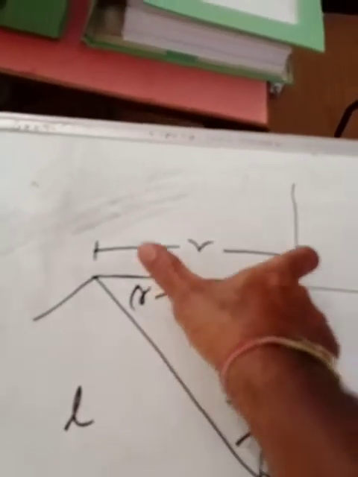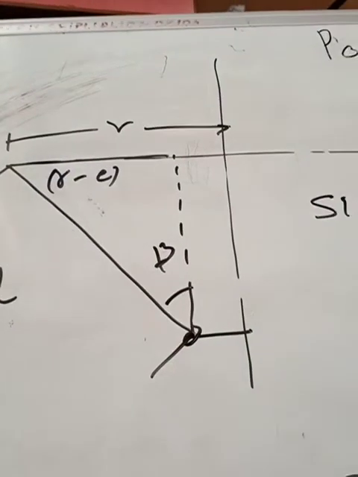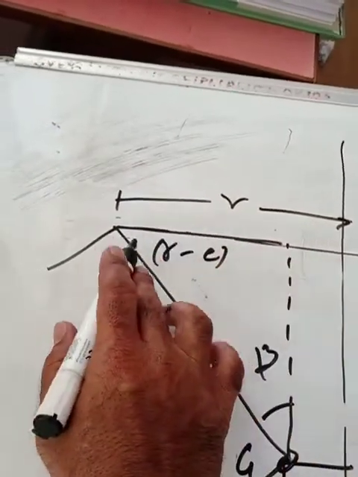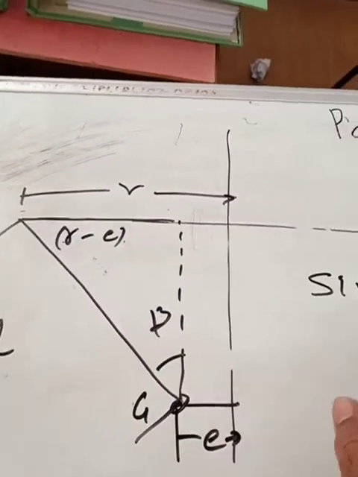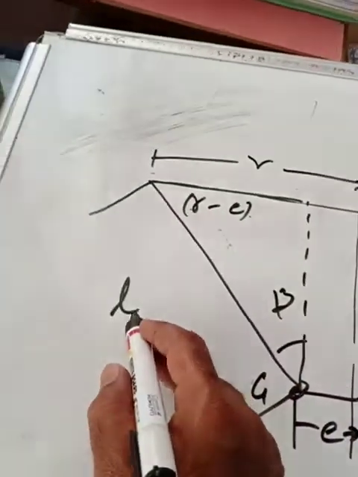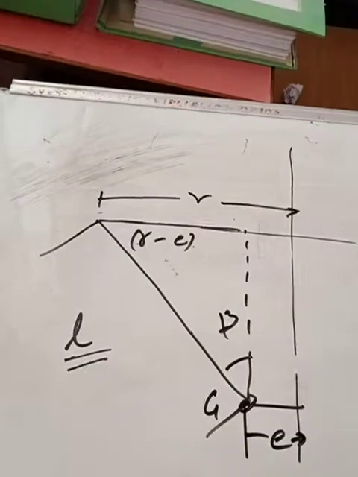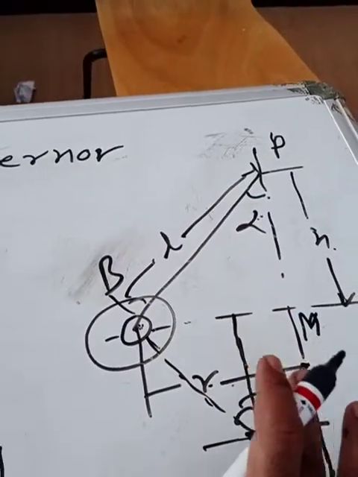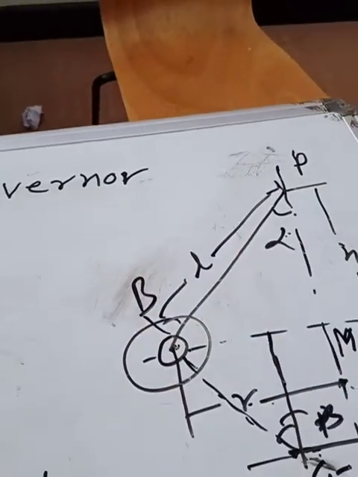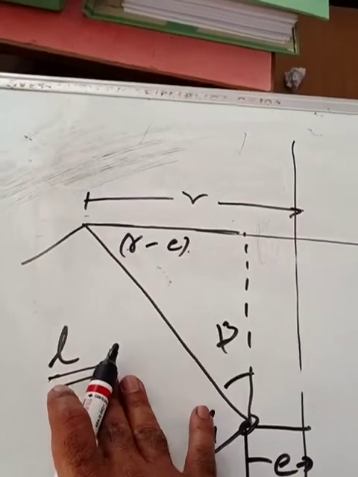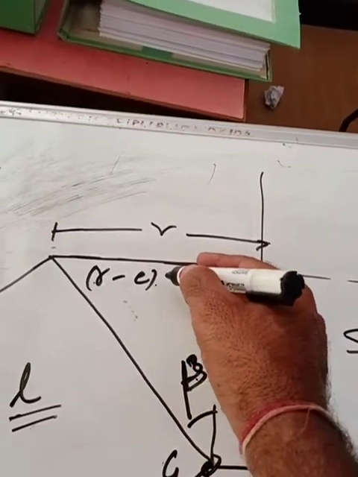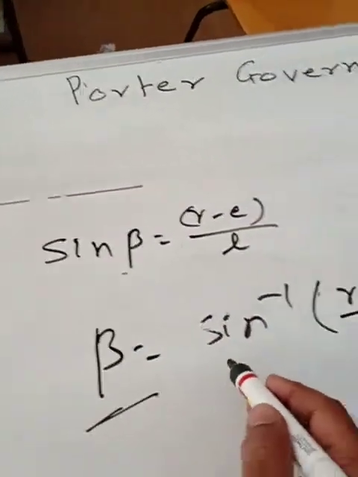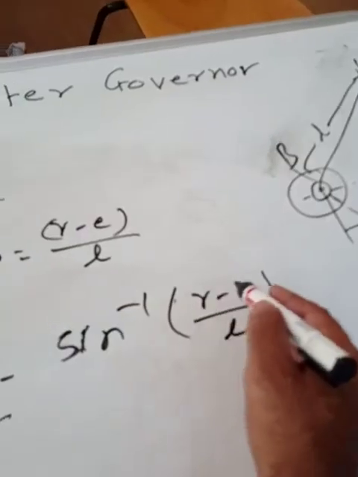From this diagram of the governor we can say this is the radius. We'll consider this as the eccentricity E from this point G to the center of the spindle. Now the remaining value will be r minus E. Now to calculate the value of beta, we are going to take sine of that, considering that L is the length of this link, which we can calculate from the previous equation. So if it is considered that all arms have the same length, then from this equation we can calculate the value of L, and this value of L we will consider here. So for this beta angle, sine of beta is r minus E divided by L. Now the beta value can be calculated as sine inverse of r minus E divided by L.